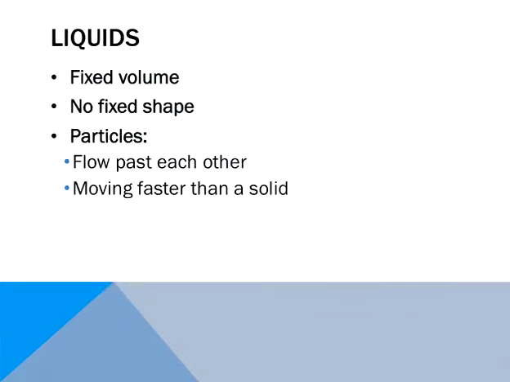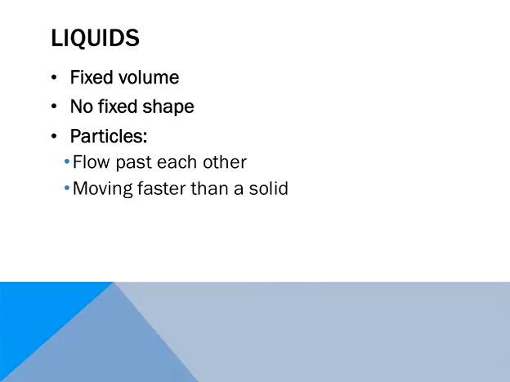Liquids have a fixed volume but no fixed shape. This means if you pour a cup of water into a measuring cup, it's going to be the shape of the measuring cup, and its volume is going to be 1 cup. And if you pour it into a pan, it's going to be the shape of that pan, but it's still only going to be a cup of water.